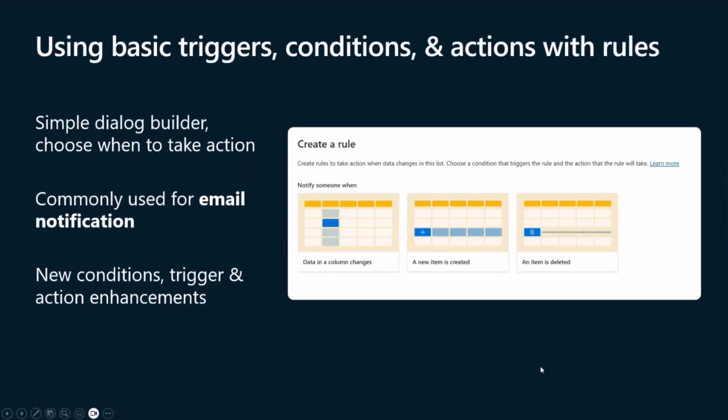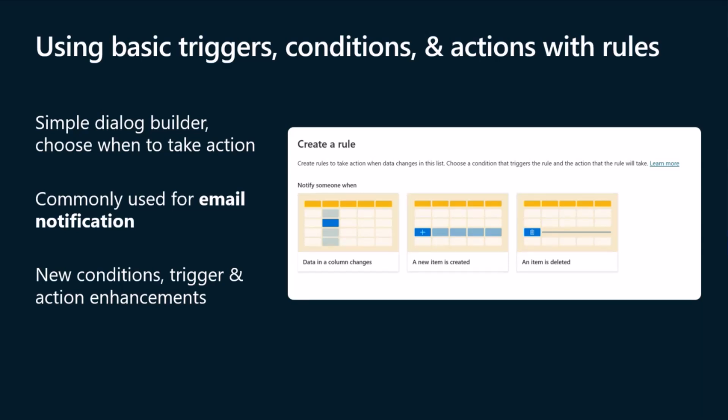Rules, if we start with those, are typically used for email notification. You get a very simple dialog builder, lets you go in, choose your schema based on your SharePoint list or library, and then configure the conditions. We are adding some new capabilities, like the ability for the new item trigger to be able to use conditions. Previously, only the modified trigger was able to do that.